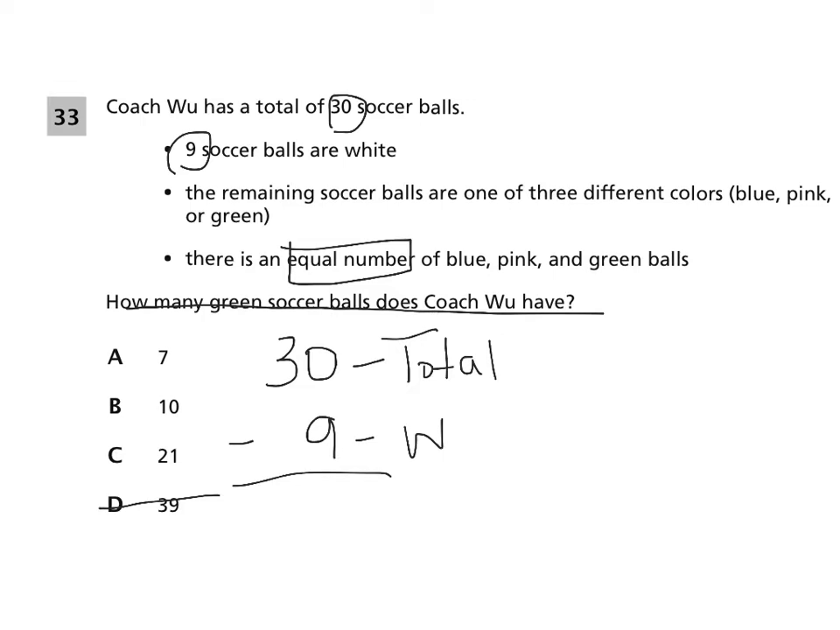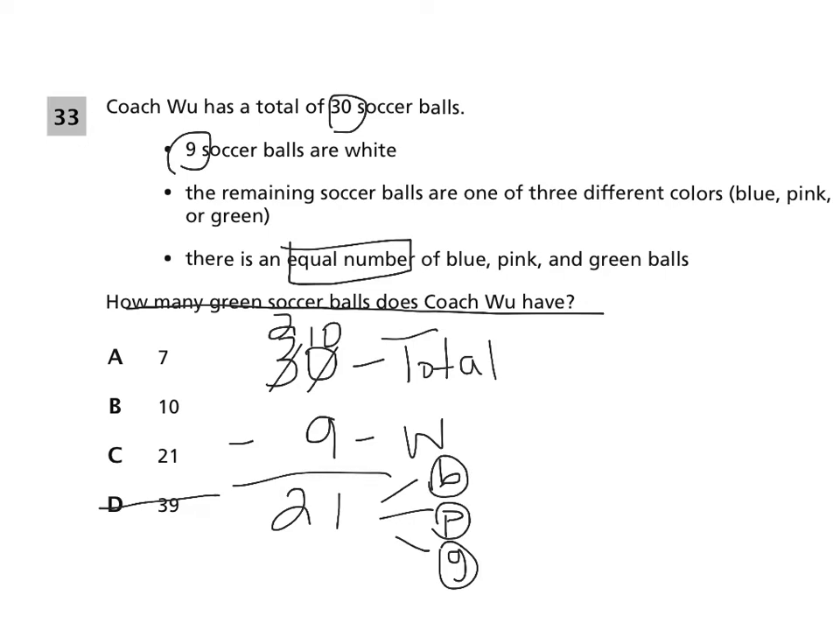So when I do my subtraction, I can't do 0 minus 9, so I borrow from my neighbor. The 0 becomes a 10. 10 minus 9 is 1. 2 minus nothing is 2, so 21. That's how many I have left. Now, I have to split that 21 between blue, pink, and green. That's really 3 groups of colors because they're equal.